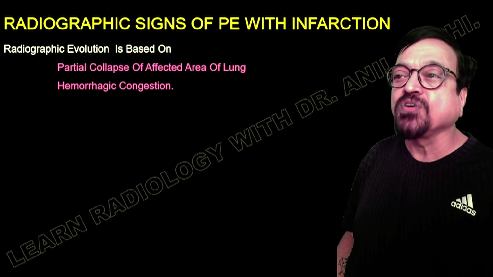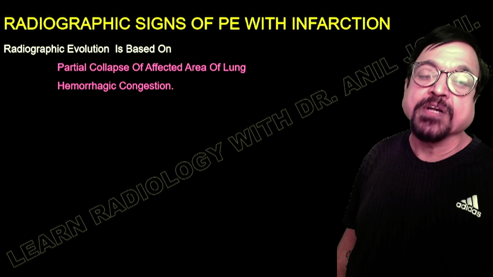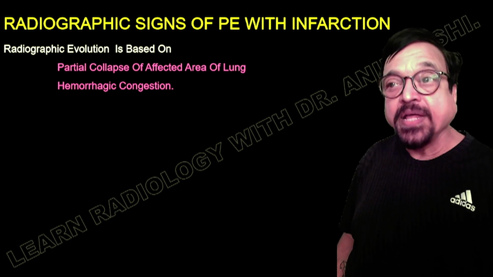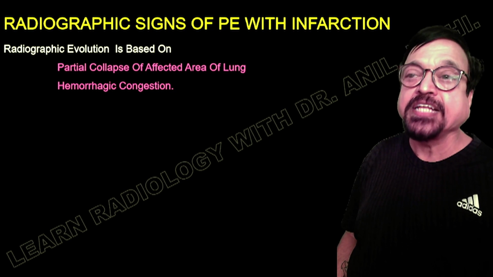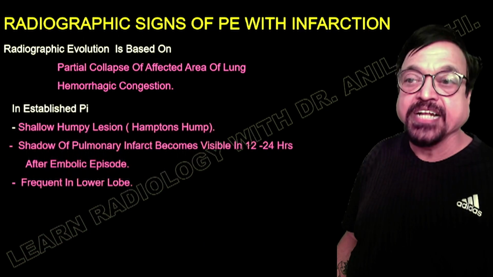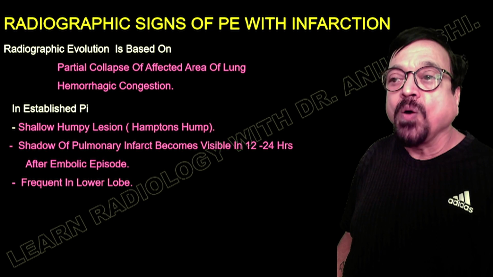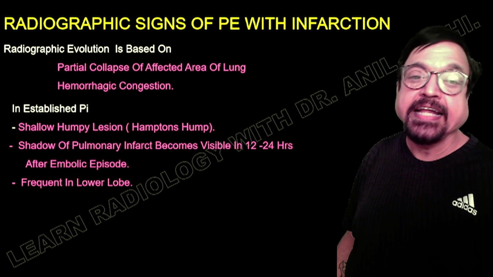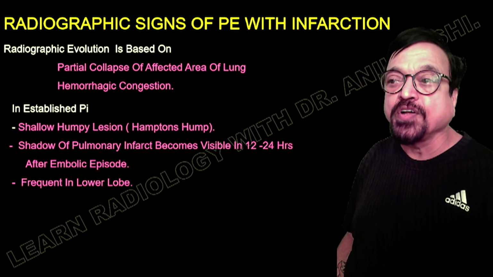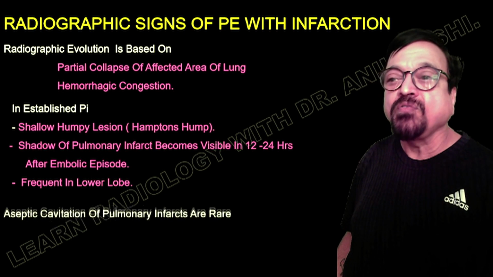Now, radiographic signs of pulmonary embolism. Now we'll come to those with infarct. What are the signs? These are important from our point of view. So, pulmonary embolism signs with infarction. Radiographic evaluation is based on partial collapse of the affected area of the lung and hemorrhagic congestion. Then, in established pulmonary infarct, there is a shallow humpy lesion, that is Hampton's hump, which we find at the base of the lung. The shadow of the pulmonary infarct becomes visible 12 to 24 hours after the embolic episode, and there is frequent involvement of the lower lobe.